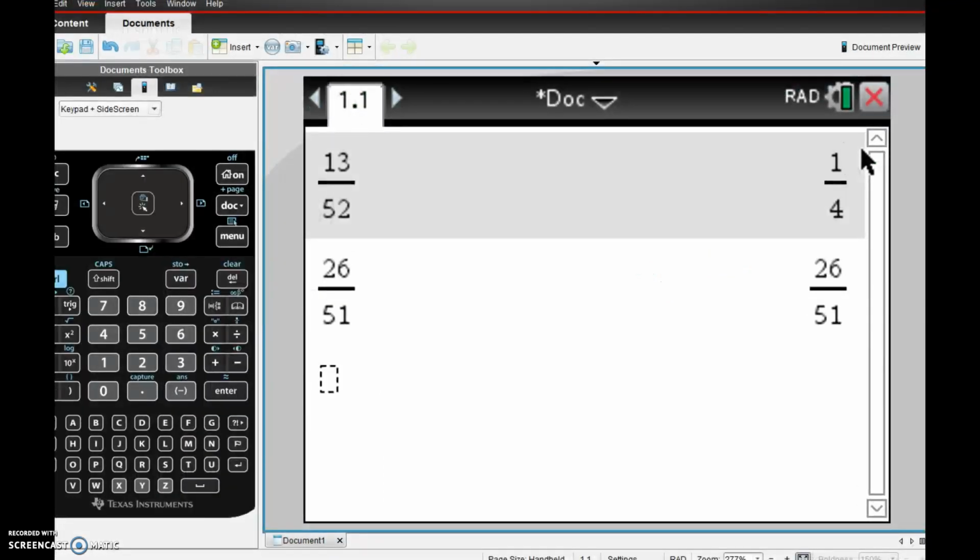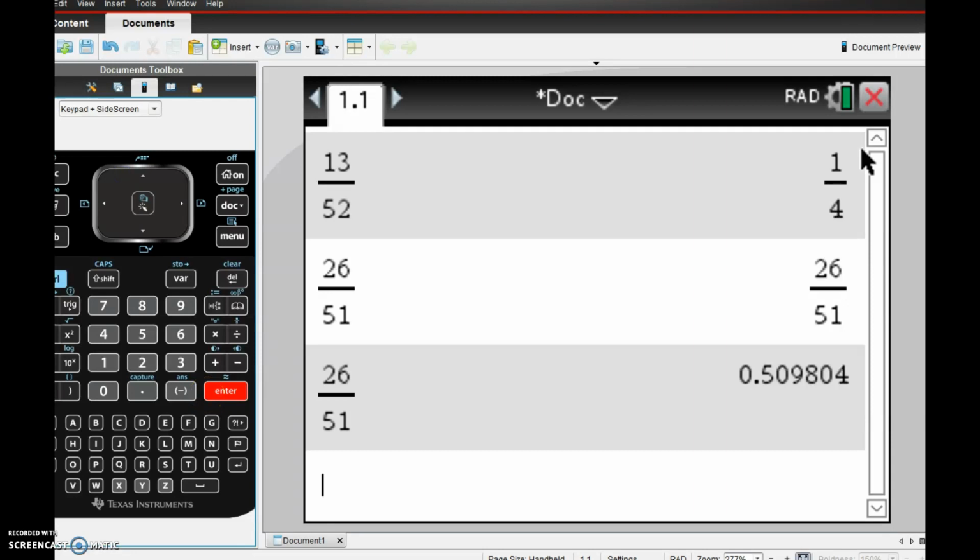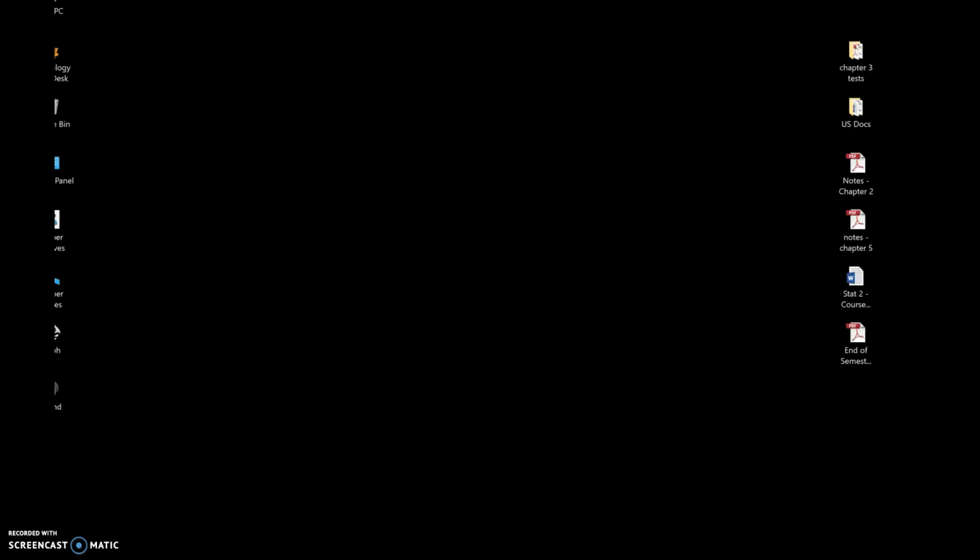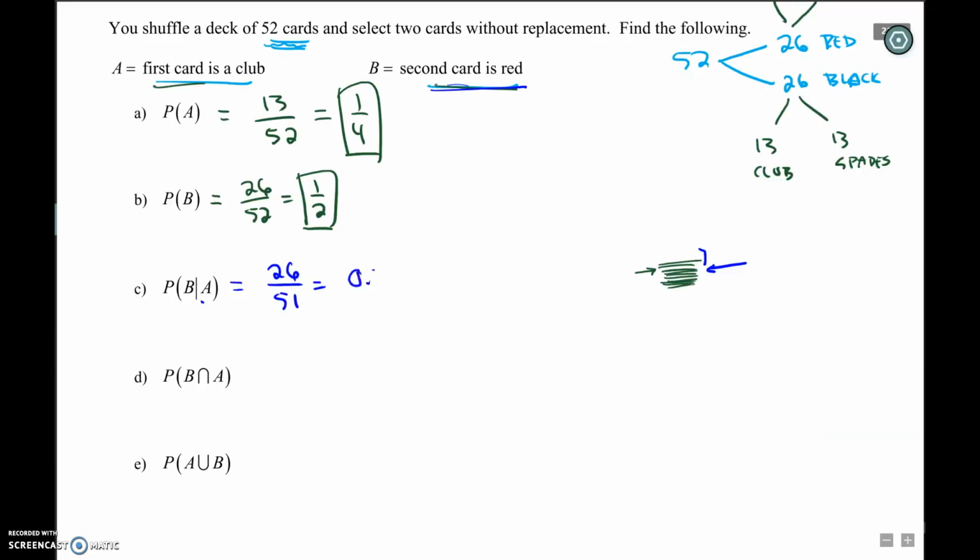So just leave it. We could talk about percentages here, but let's do it as a decimal. That's 0.51, whereas this was 0.50. So this is an illustration of lack of independence. If you take that first card and look at it and put it off to the side and then draw the second card, it changes slightly the probability that that second card is red.